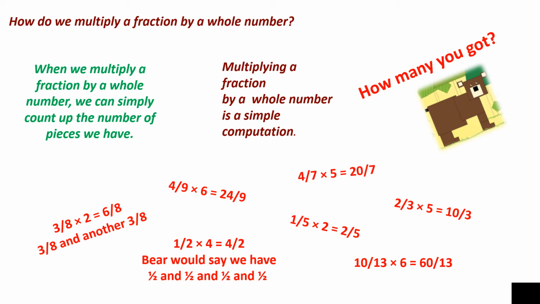If we have 3/8 and we multiply it by 2, well, we have 3/8, and then another 3/8. We have 6/8. 2/3 times 5 means that we have 10 of those equal parts. We have 10/3. Multiplying a fraction by a whole number is a simple computation.